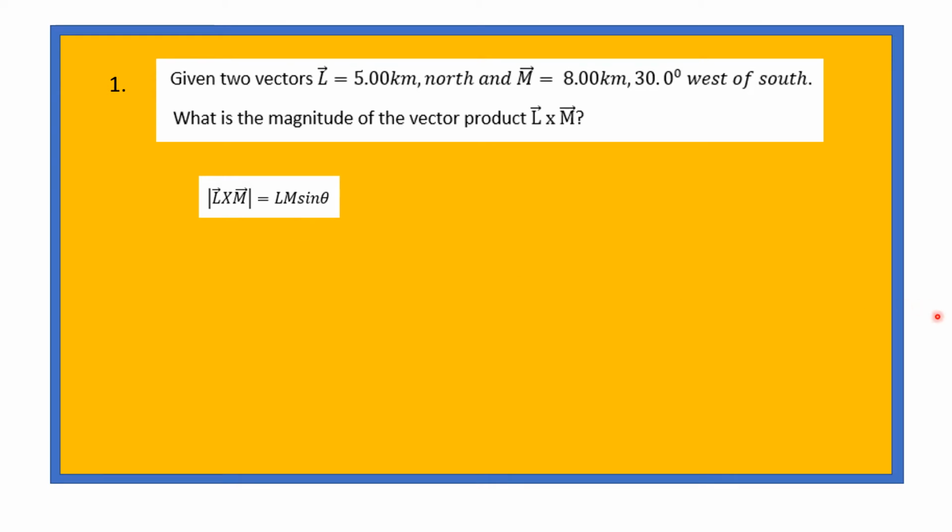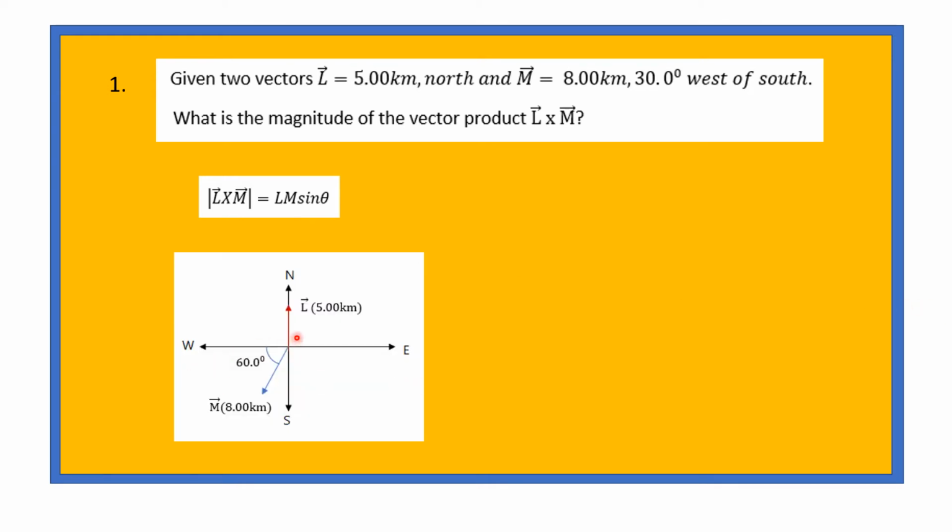Now let's look at the directions of the two vectors L and M. Note that L is directed upward, with a magnitude of 5.00 kilometers, towards north. And the second vector, vector M, lies in quadrant number 3, the third quadrant. This angle is equal to 30 degrees because it says here that M has a magnitude of 8.00 kilometers at an angle of 30.0 degrees west of south. So this is going to be from south to west. So this is 30 degrees.